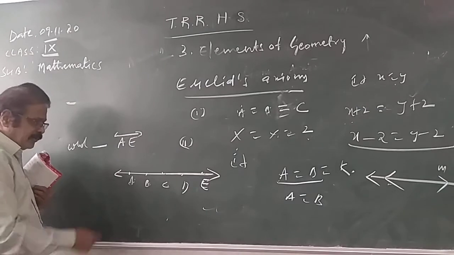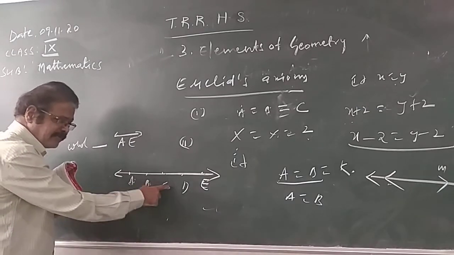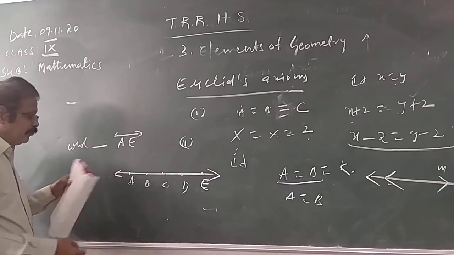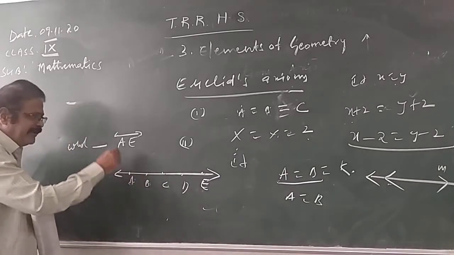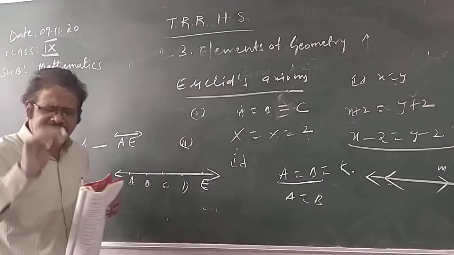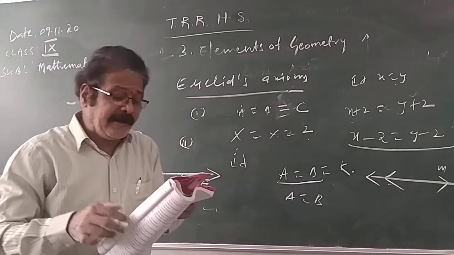A to D is the whole. So AB is the part, BC is the part, CD is the part, DE is the part. So the whole is greater than what? The whole is greater than AB, BC, CD and DE. The whole thing is always greater than the part.